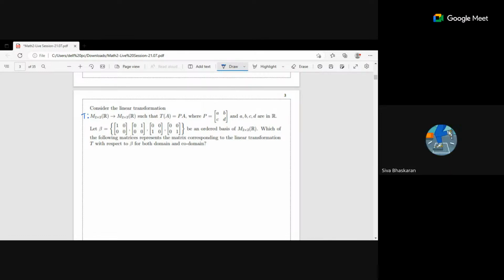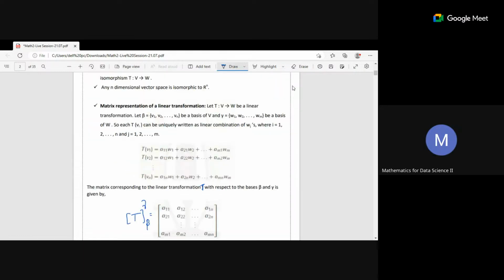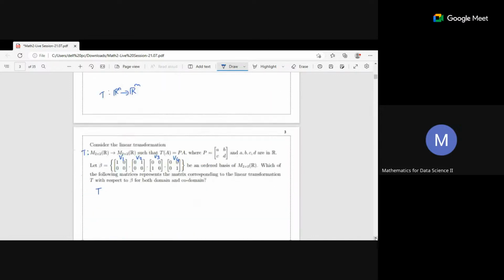A into 1, 0, 0, 0. Let us give some names for these matrices: V1, V2, V3, V4. So A V1 plus B V2 plus C V3 plus D V4. Why? What is the first step we do? We first find TV1, TV2, up to TVn. That is the first step, so let us do the same here as well.